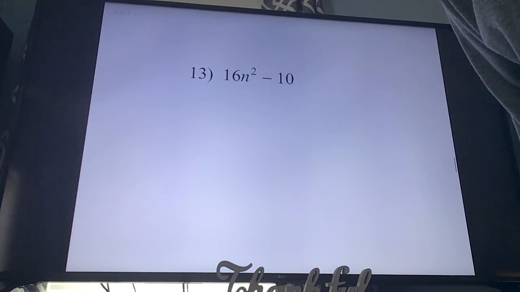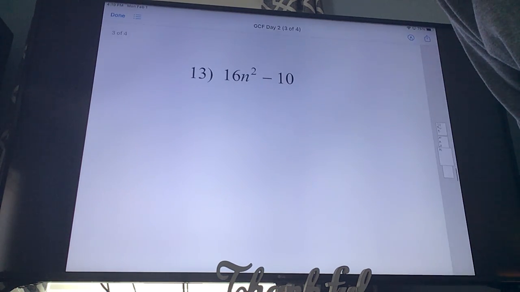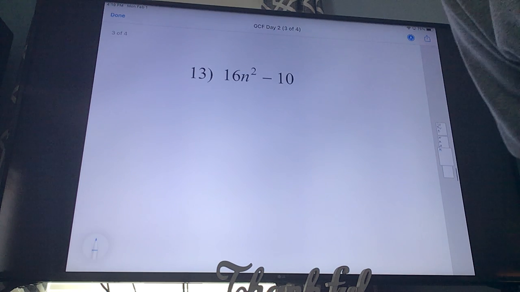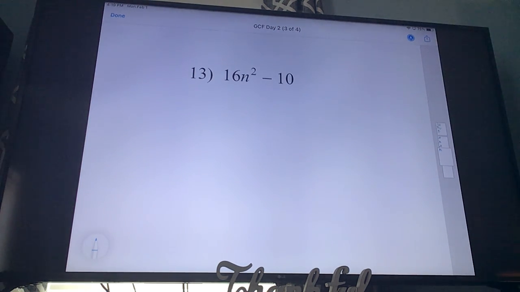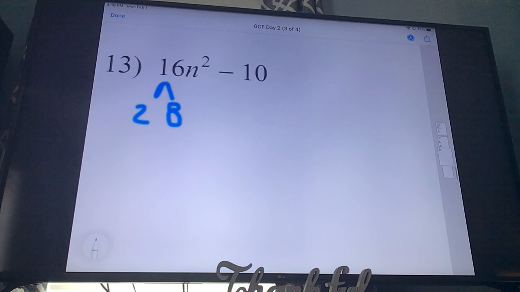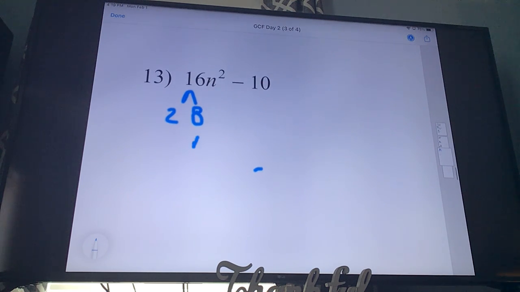Okay, let's look at 13. What are some factors of 16? Well, 16 divided by 2 is 8, and 8 divided by 2 is 4, and 4 divided by 2 is 2. So those are all our factors of 16: 2, 2, 2, and 2.